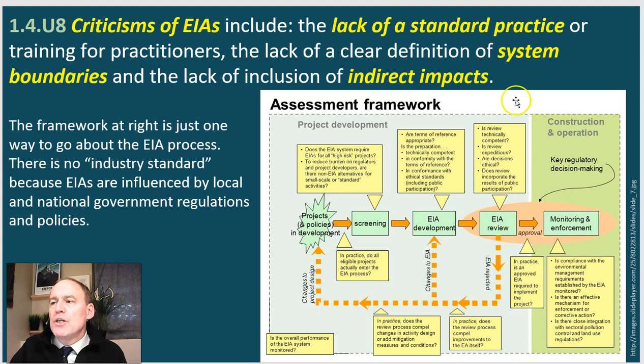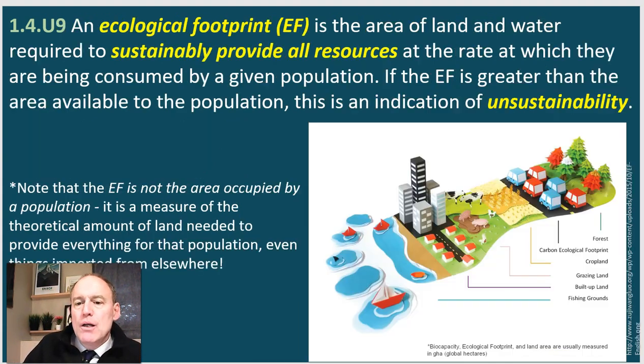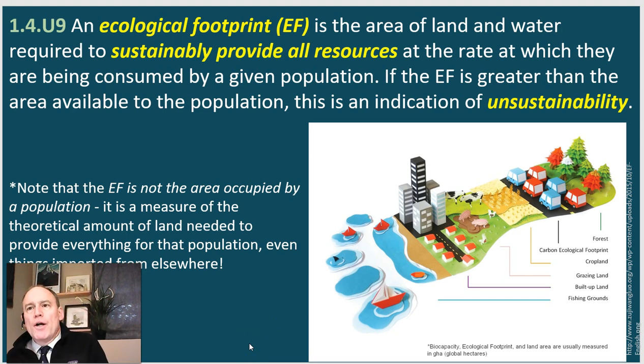But overall, you can see an image here of the assessment framework. Now, an ecological footprint is the area of land and water, more theoretical, required to sustainably provide all resources at the rate at which they're being consumed by a given population. If the environmental footprint is greater than the area available to the population, that's an indication of unsustainability.